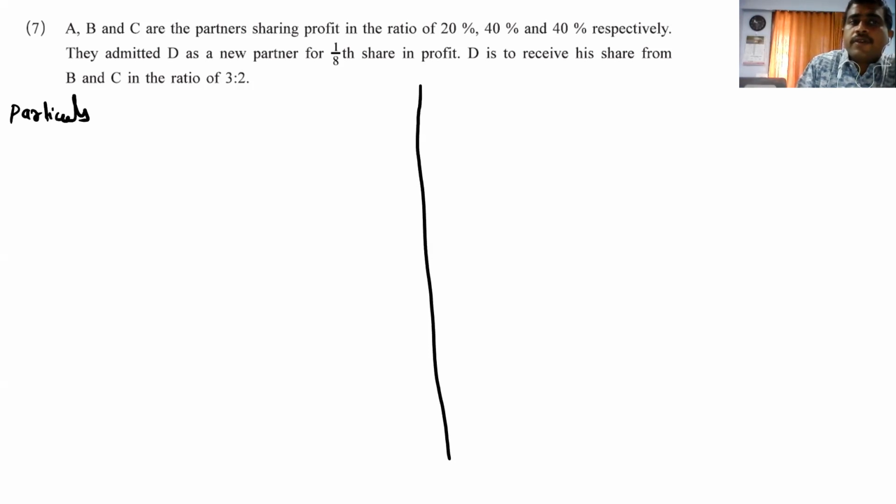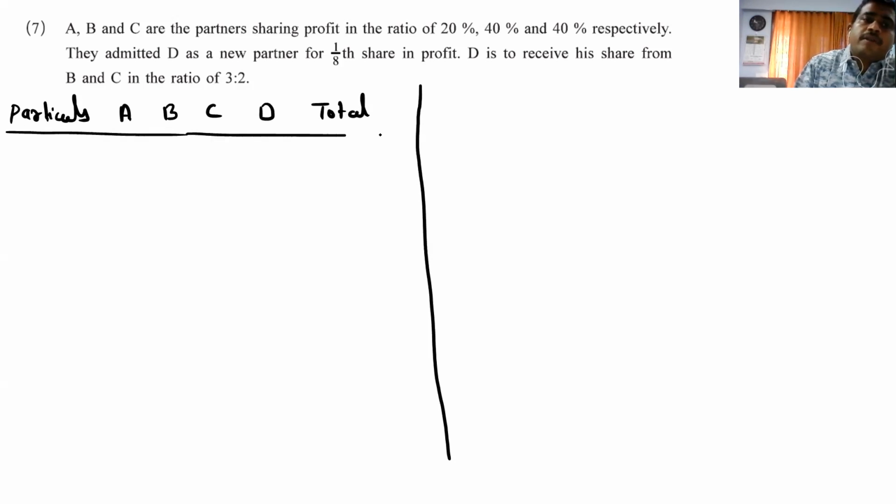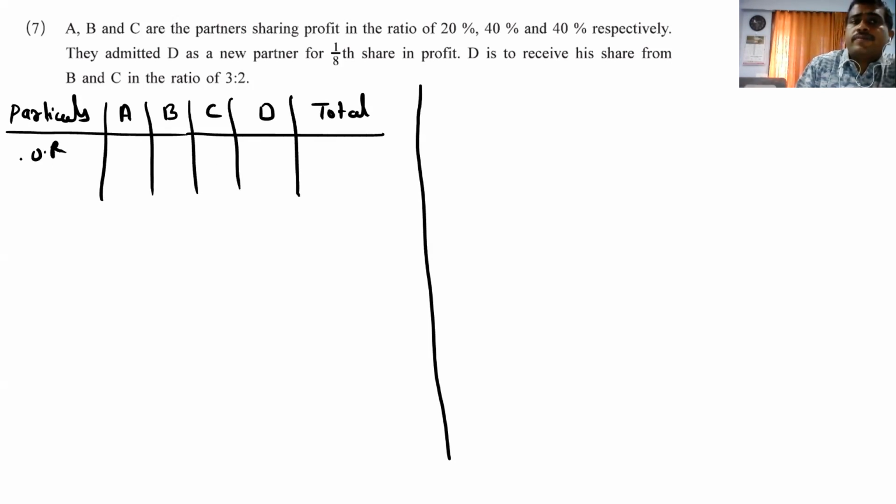Particulars, what we have to write? A, B, C, D, and finally I am writing total. What is the first thing we have to write? Yes, old ratio. I am making it simple, right? I am making 20 as 1, 40 as 2, again 40 as 2. You're getting how to do? 20 is considered as 1, 40 is 2 and again 2. D is dash. So total comes to 5.